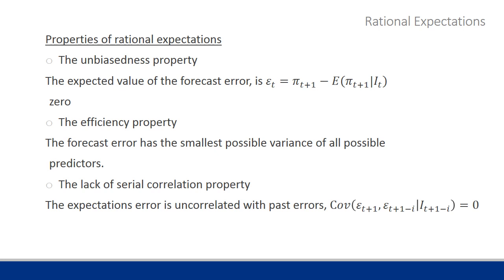Some useful properties of rational expectations theory. There is the unbiasedness property. In other words, the forecast error, the difference between inflation tomorrow and what we thought inflation would be, that's pi t plus 1 minus E pi t plus 1, is 0 in expectation. So it's unbiased. There's an efficiency property, that the forecast error has the smallest possible variance of all possible predictors, and a lack of serial correlation property. In other words, the errors are not related from period to period. The covariance between a shock in one period and a previous shock is equal to 0. There's no covariance between the shocks.